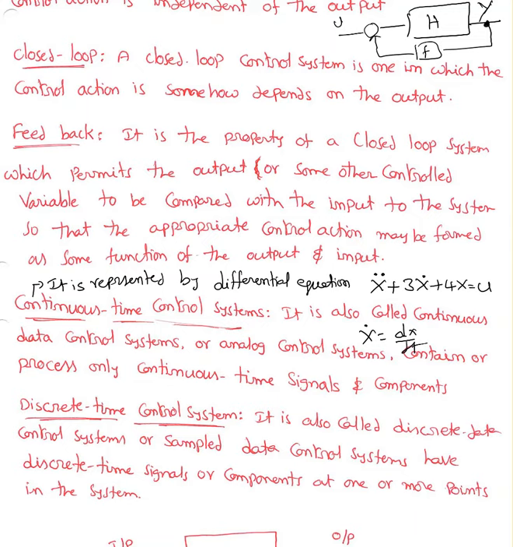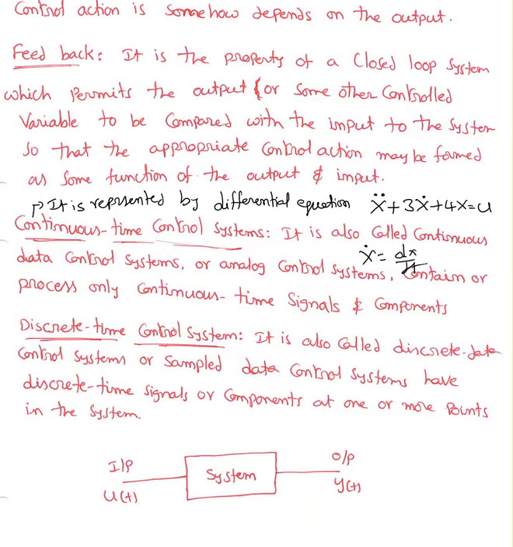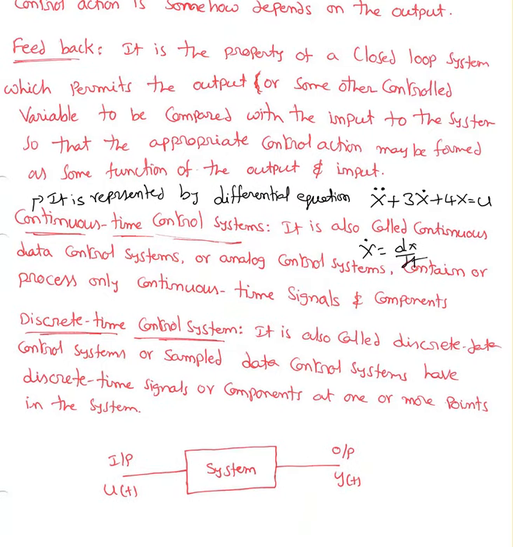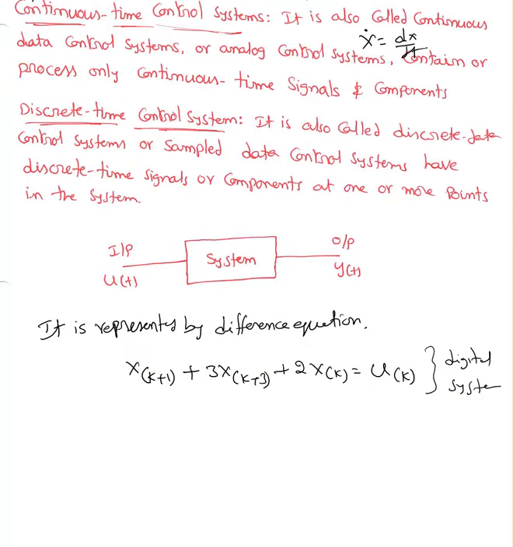Now, discrete time control system. It is also called discrete data control system or sampled data control system. It has discrete time signals or components at one or more points in the system. So the discrete time control system is represented by difference equation. The difference equation is x of k plus 1, 3x of k plus 3, 2xk. So this is a digital system basically. That's a difference equation.